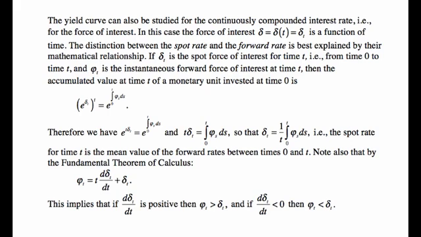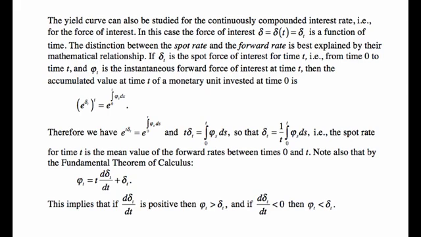Okay, that implies that if that derivative is positive, then phi sub t is greater than delta t, because you get phi sub t from delta t by adding a positive number to it, and if it's negative, then phi sub t is less than delta sub t. But of course, a positive derivative of delta means that the spot rates are increasing with time. So what this is saying is that if the spot rate is increasing with time, then the forward rate is bigger than the spot rate. And in fact, the forward rate also increases with time when the spot rate increases with time, but it increases faster.